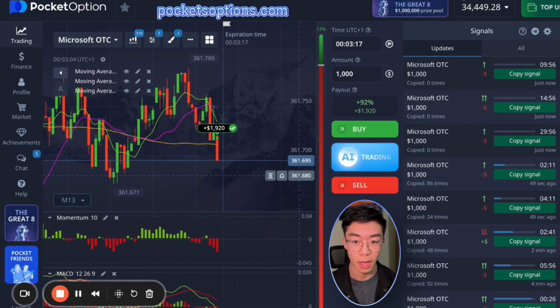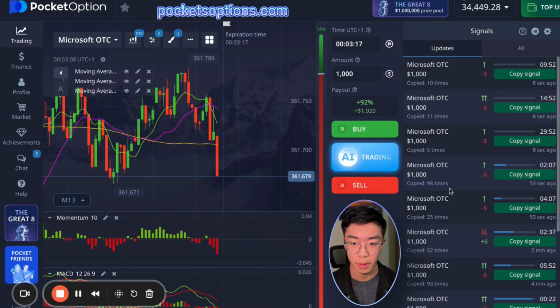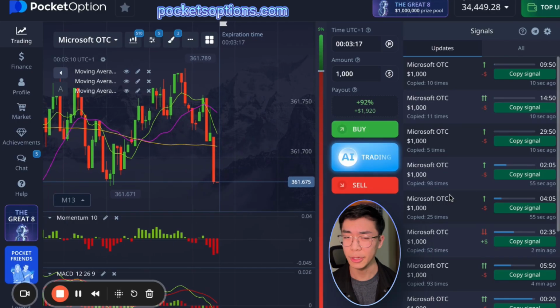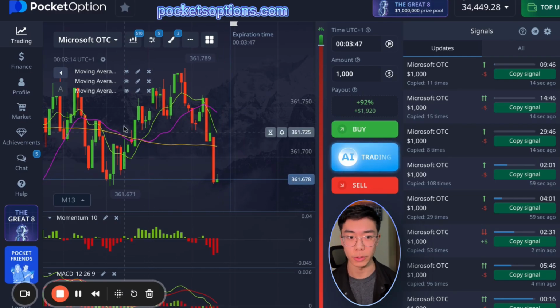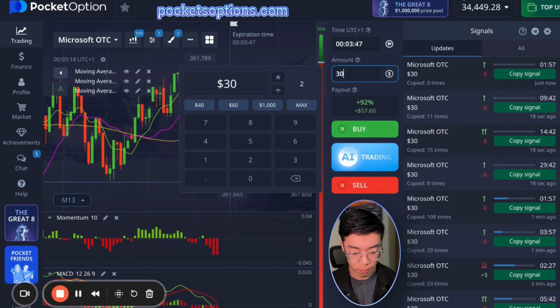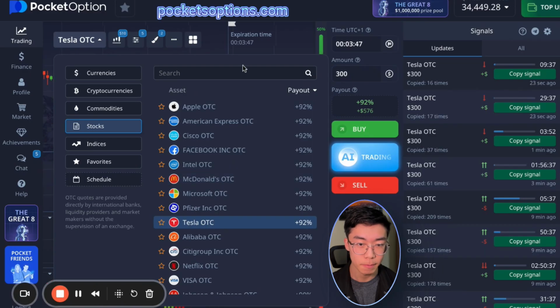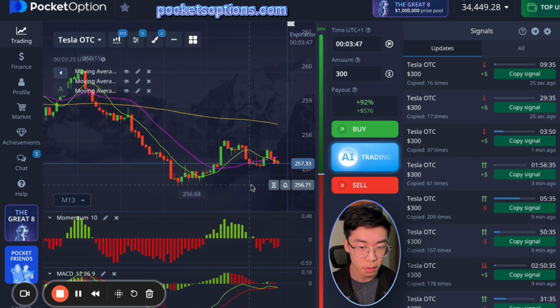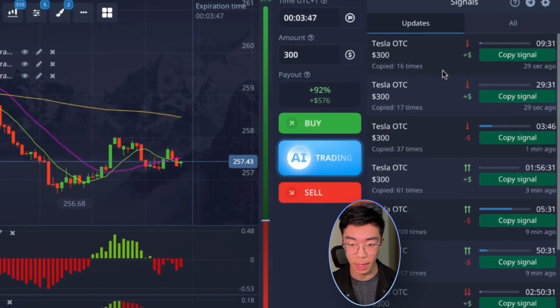Let's see. So just copying these other traders' trades, right, is potentially very profitable. Of course, you have to do your own technical analysis if you want the best results. Let's do a few more trades, and let's just try to play with $300, much less money. Let's go to Tesla. And Tesla right here, I personally don't really see much happening right here. Let's see what other people are saying.